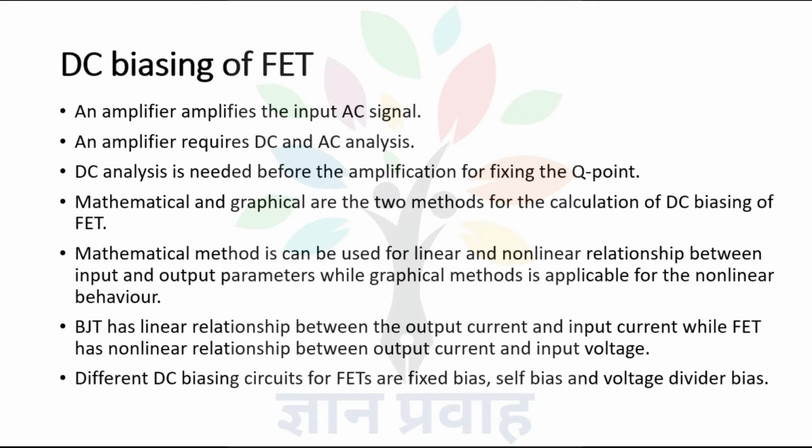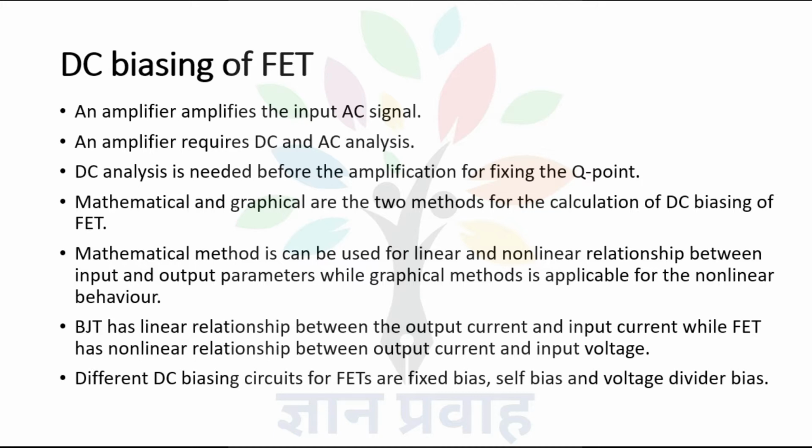FET can be used as an amplifier in the saturation region. So before using this FET as an amplifier, we must fix the Q point in the saturation region. So DC analysis is needed before the amplification for fixing the Q point. There are two methods for fixing the DC biasing of the FET, and these methods are the mathematical and graphical methods. The mathematical method can be used for linear and non-linear relationships between the input and output parameters, while the graphical method is applicable for the non-linear behavior.